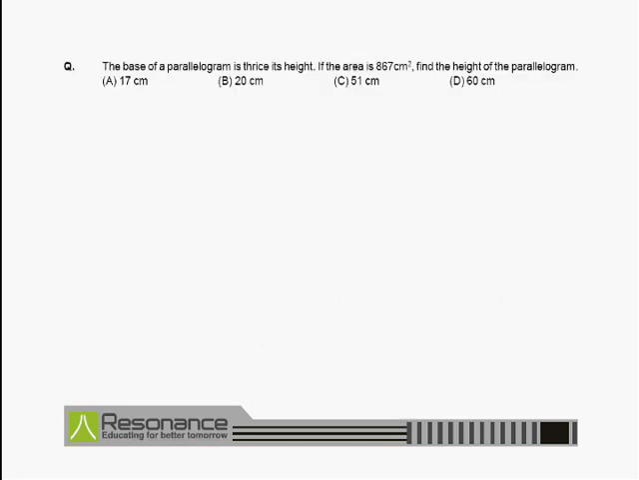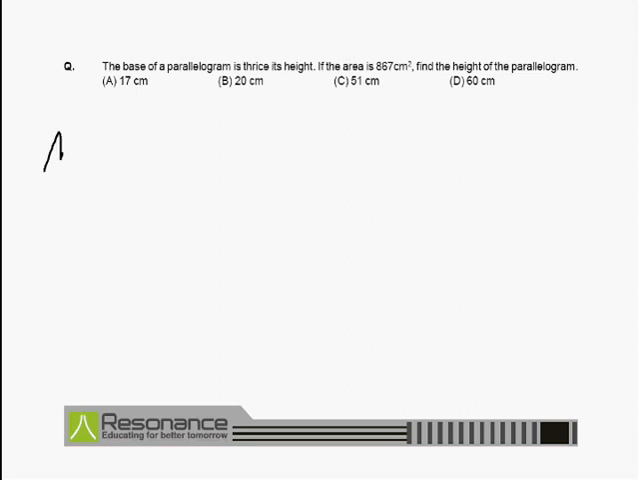The first question: the base of a parallelogram is thrice its height. If the area is 867 centimeters square, then find the height of the parallelogram. In this question we are given that the base is thrice the height.